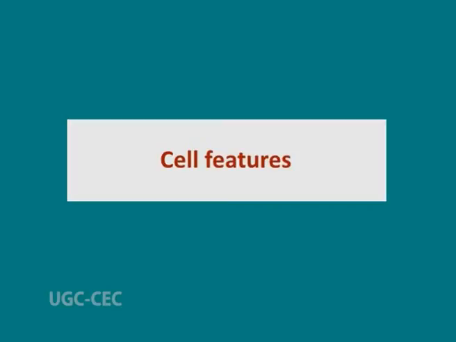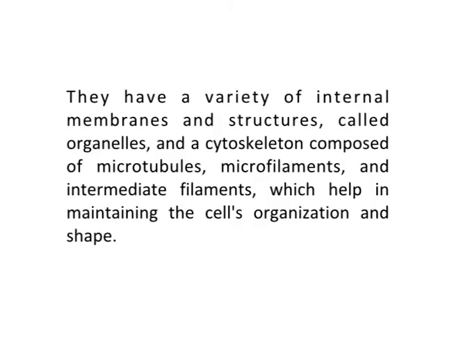The main characteristics of eukaryotic cells are: first, let us see the cell features. Eukaryotic cells are larger than prokaryotic cells and vary greatly in their morphology. They have a variety of internal membranes and structures called organelles and a cytoskeleton composed of microtubules, microfilaments and intermediate filaments which help in maintaining the cell's organization and shape.